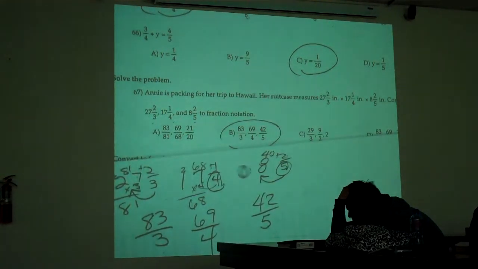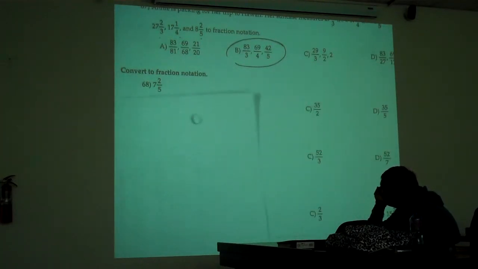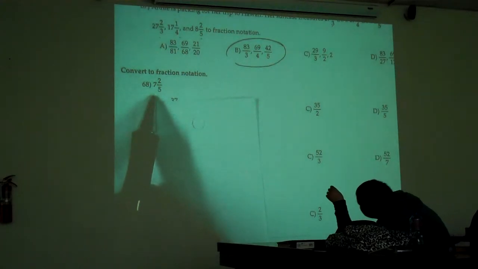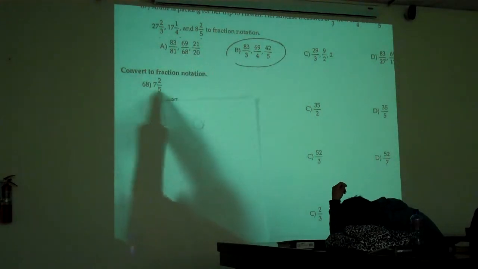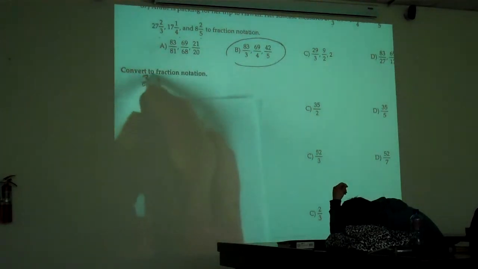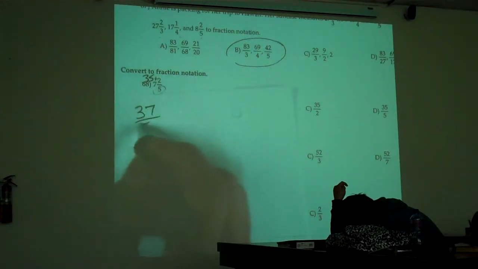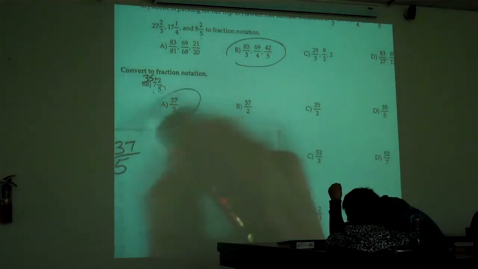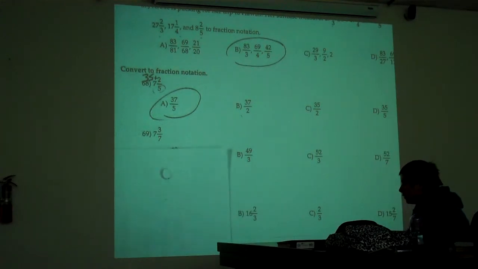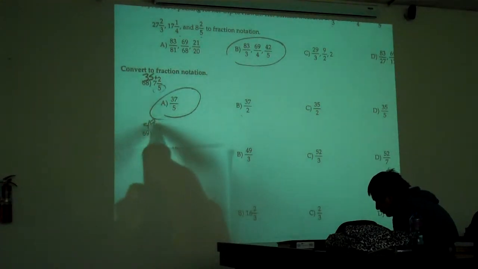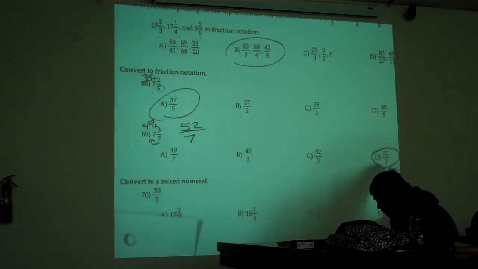Should read that one right there. Convert to fraction notation. What's it wanting you to do here? You do the same at the top. Same thing we just did. Multiply the next. 5 times 7, 35 plus 2 is 37. 5 stays on the bottom. 37/5. Okay. Again, 7 times 7 is 49 plus 3, 52 sevenths. That's D.